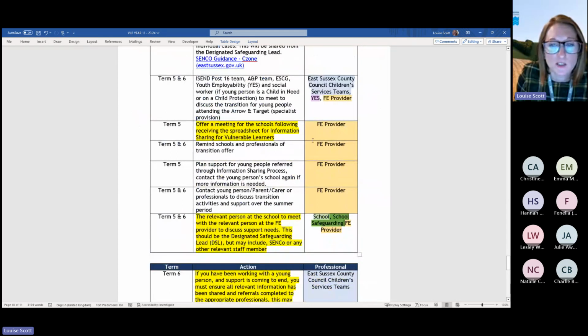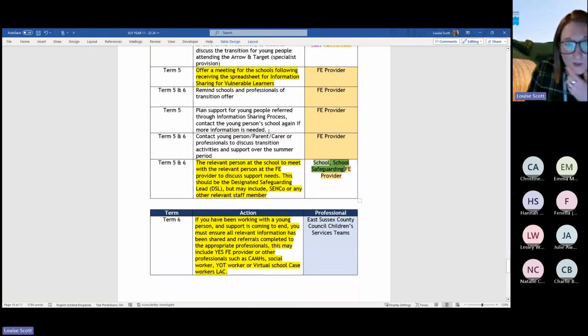So this first one is for the further education provider. Offer a meeting for the schools following receiving the spreadsheet for information sharing for vulnerable learners. Now, we haven't gone in full detail in this one, but that would be your safeguarding lead that would hold that meeting. So that's just, again, a reminder. And this one I think is quite important, because if you're in supported learning, but this sits with the safeguarding team, you know that that is happening with the safeguarding team. You know it's them that's responsible for that.